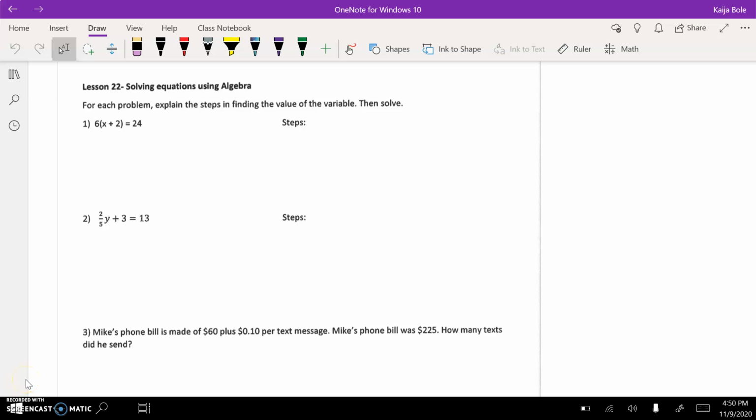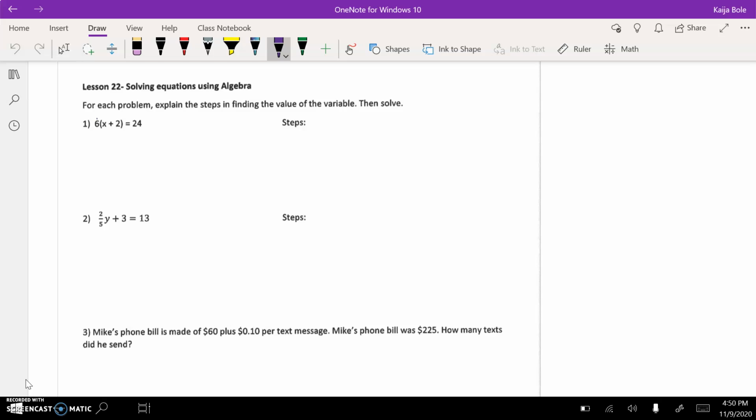All right, here we are on the entrance slips for lesson 22. This lesson has two different parts. The first part: for each problem, explain the steps in finding the value of the variable, then solve. Pretty much you're solving, and then you can write out the steps. I'm not too concerned about this part, but we should do it because it's good practice.